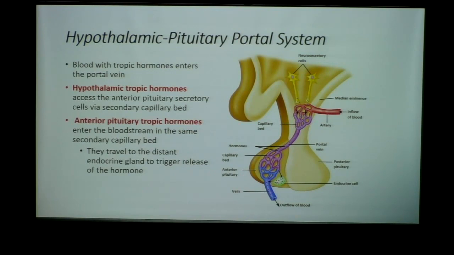So this is what I mean by that chain of events, that chain of command. So the hypothalamus must speak to or must instruct the pituitary. The pituitary will in turn speak to or instruct the other endocrine organs that we're going to talk about. So there's that chain of command, okay?